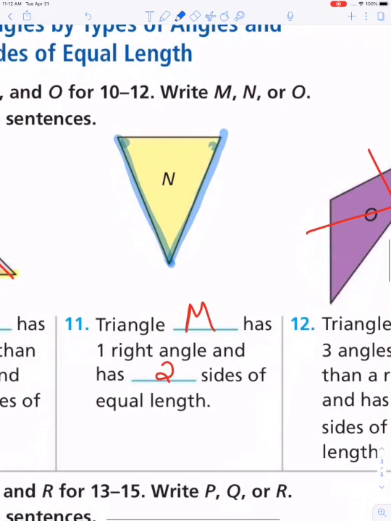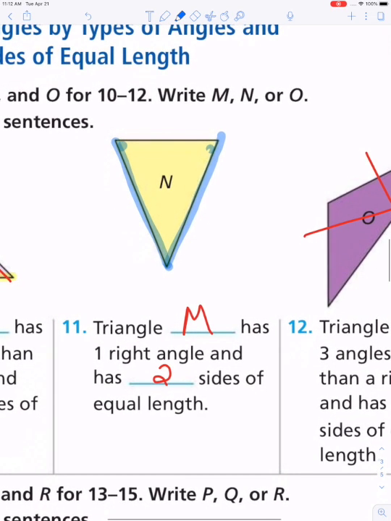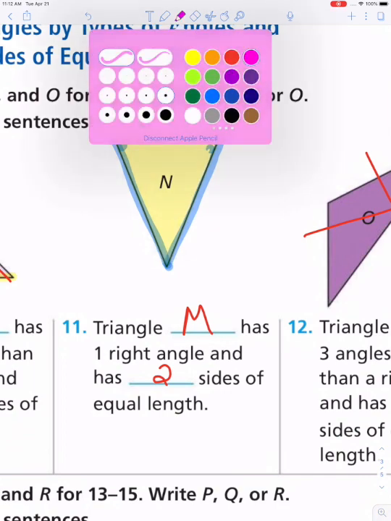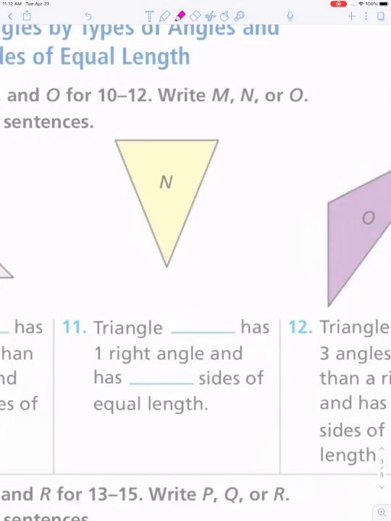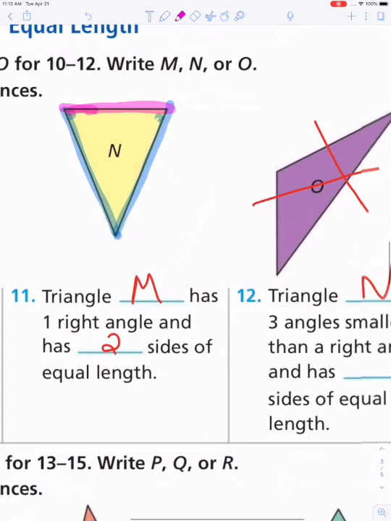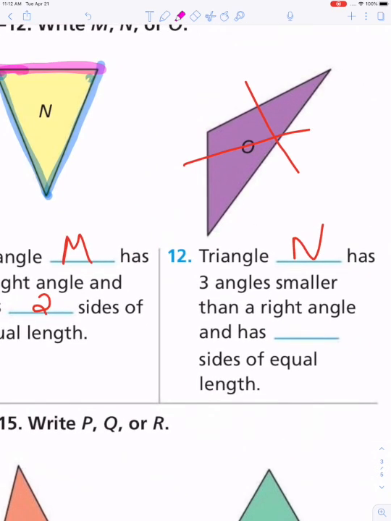However, what about the next one? If I were to put it up here, I don't think this top line up here that I'm doing in pink is quite as long as the other ones. So we are going to say that it has two sides of equal length.